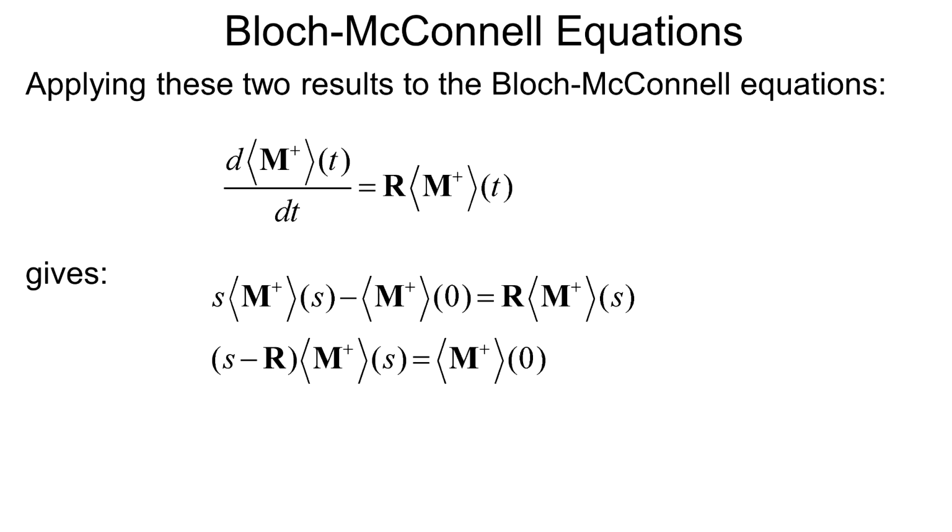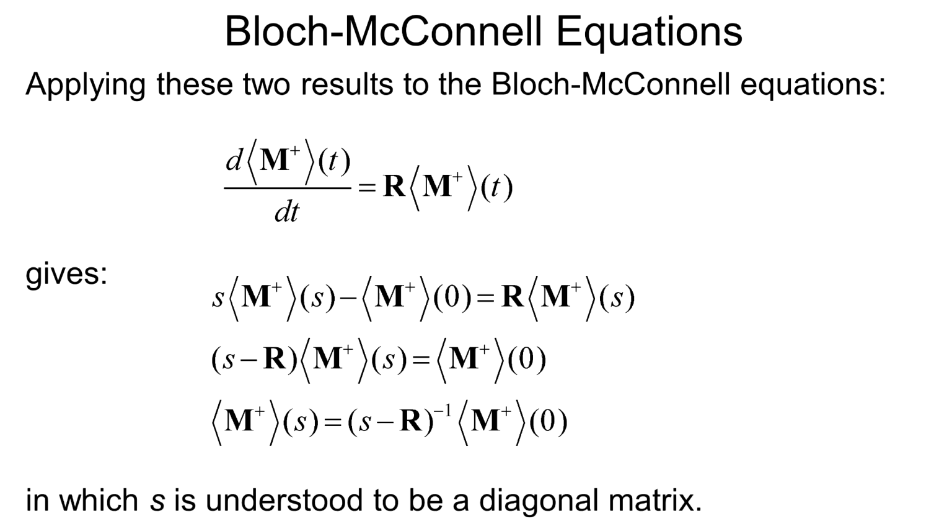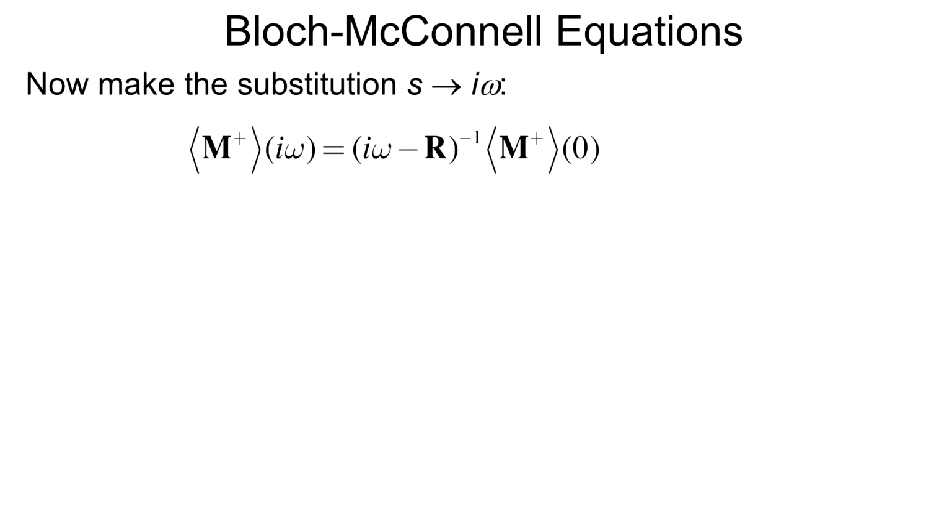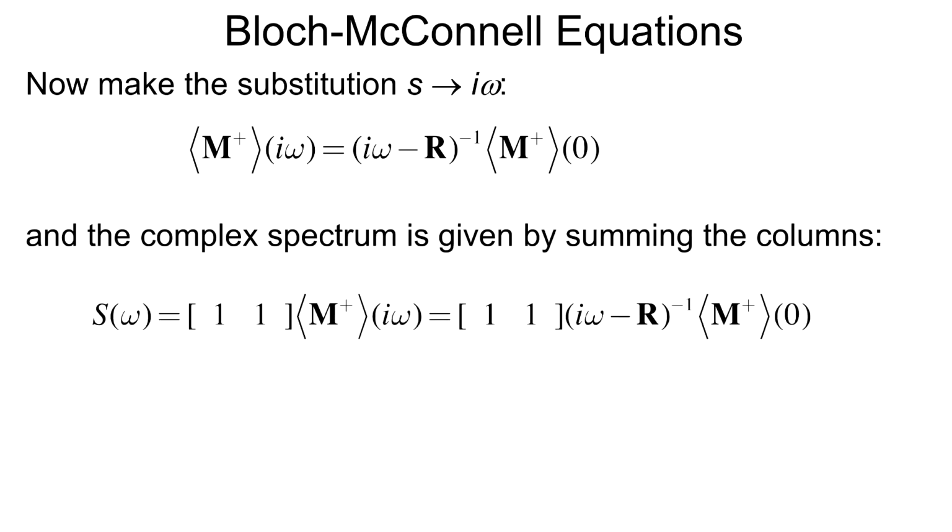And then there's a simple trick, and we'll get to that simple trick in a moment, because first of all I have to remind you that S has to be understood to be a diagonal matrix. In this case, it's not a scalar quantity. So the trick is to replace S by I times omega on both sides of the equation, and then say that our complex spectrum, our Fourier spectrum, is then obtained by just adding up the columns of this matrix.